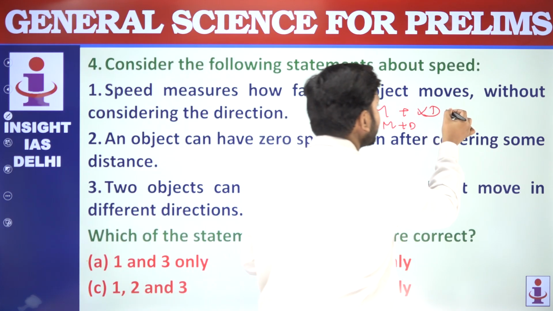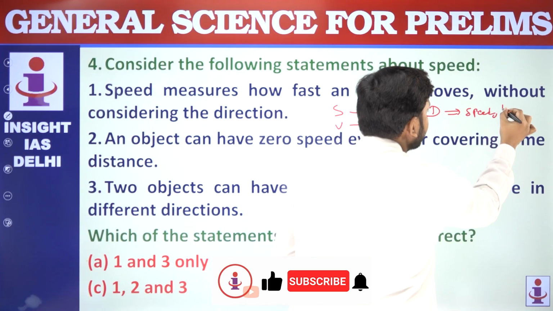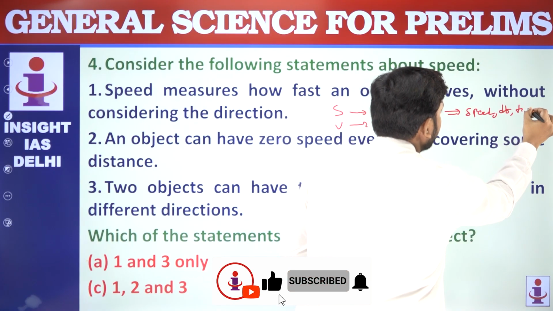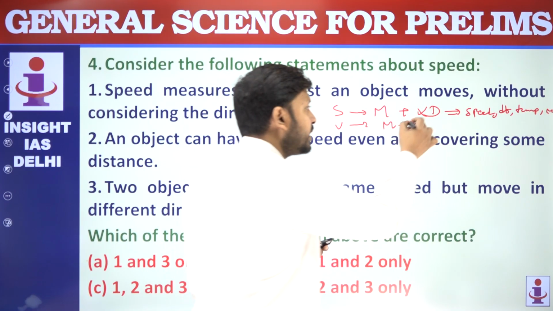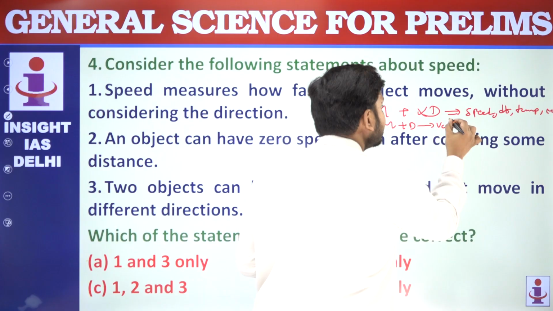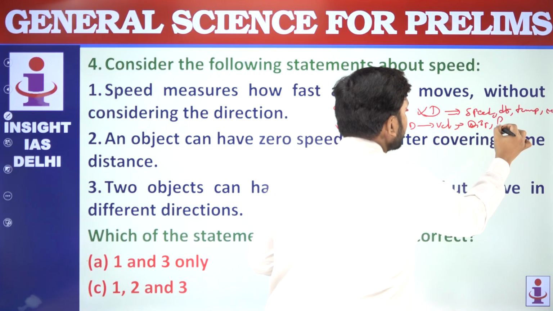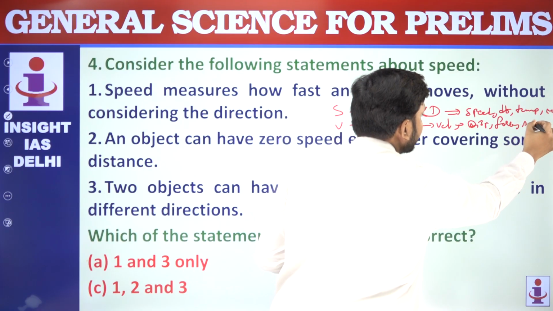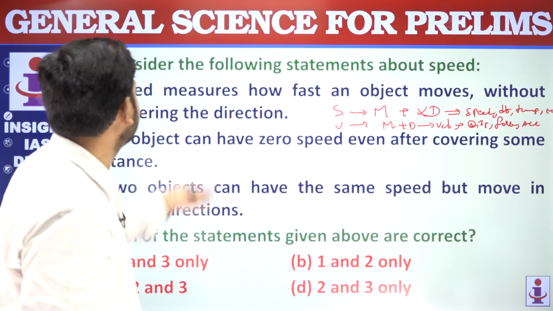Some of the examples of scalar quantity are speed, distance, temperature, mass, all these things will be part of our scalar quantities. And vector quantities are nothing but velocity, displacement, force, acceleration, all these things will be part of the vector quantities. So based on this understanding, let's read the question.